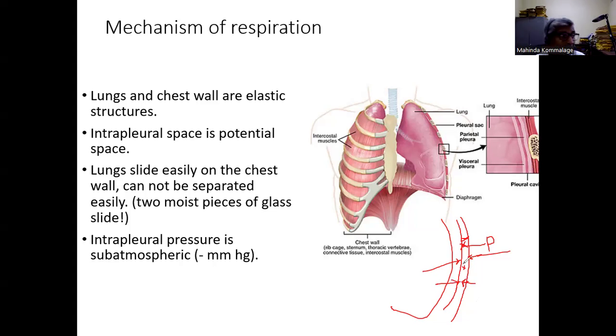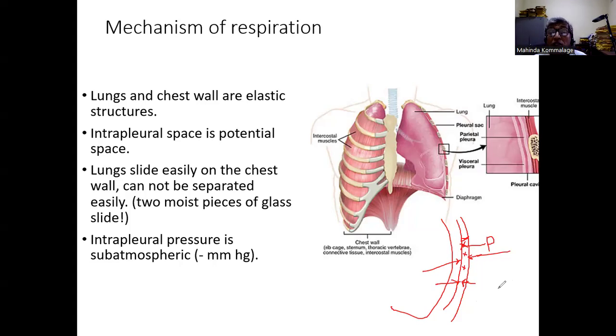Of course, it's not glass, it's some sort of tissue layer, movable. And we can talk about the pressure inside this space. But since these two layers are attached to each other with a very thin layer of water, we can call it a potential space.